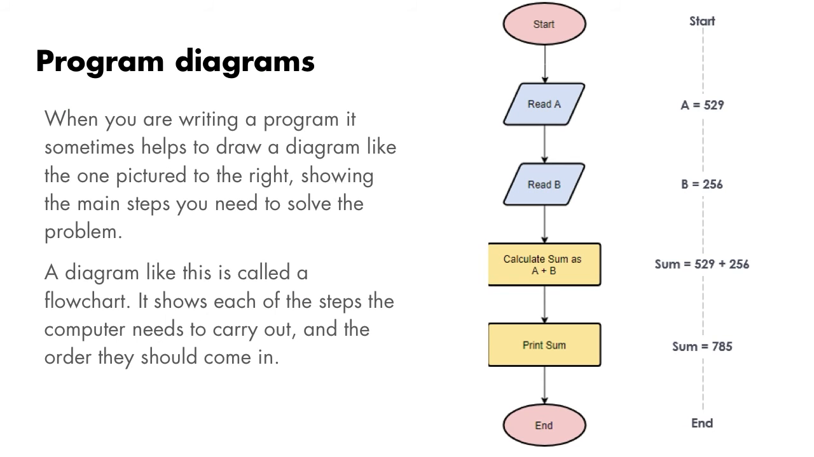When you're writing a program, it sometimes helps to draw a diagram like the one shown on the right. The diagram shows the flow of processing control that your program will undertake. This diagram is known as a flowchart because it shows the flow of data and processing through the system. So this flowchart that we've got here will read two numbers and then add them and then display the number to the user.